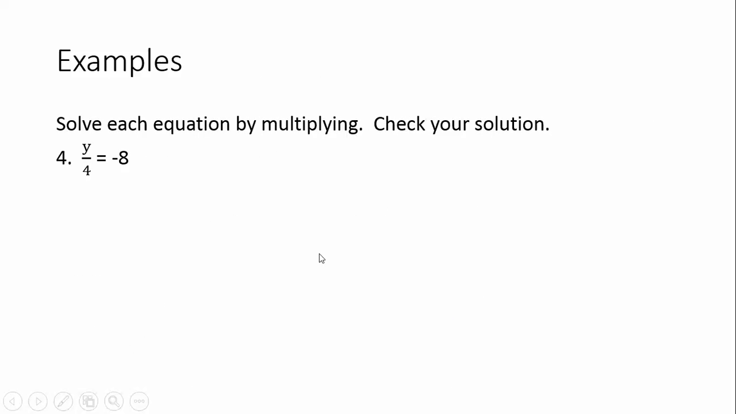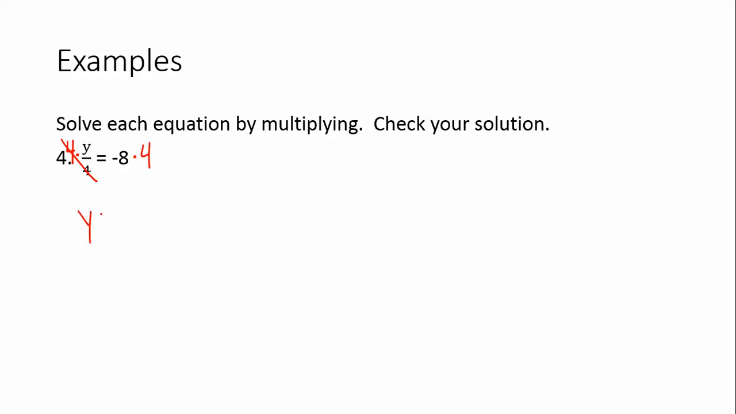So let's check an equation here. Solve each equation by multiplying and then check your solution. So we have y being divided by 4. What's the opposite of division by 4? That'd be multiplication by 4. But whatever we do to one side, we have to do to the other. So the 4s will cancel here. That's why we pick 4, because that's what y is being divided by.